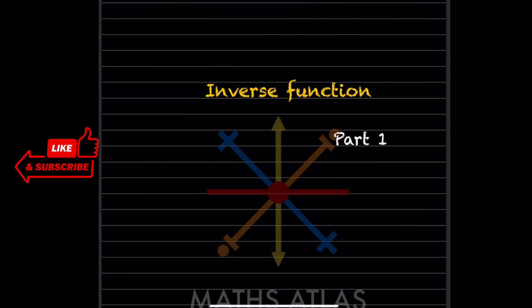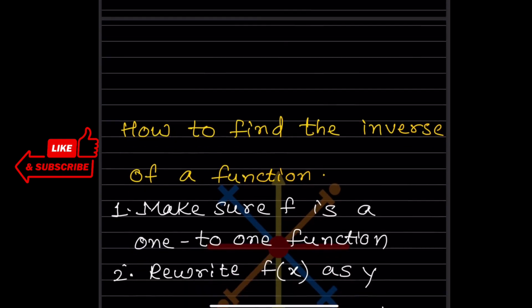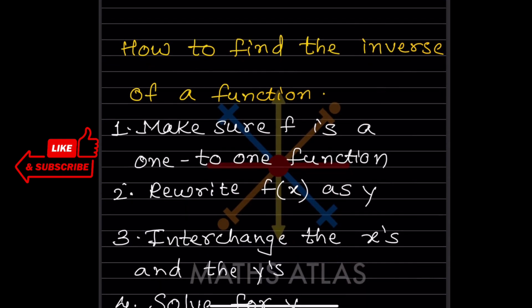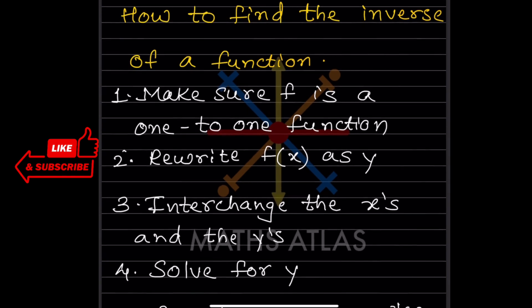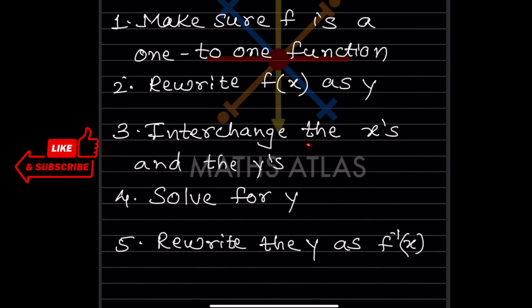Today we are going to see part 1 of the inverse function. Let us first see the rules, how to find the inverse of a function. First, make sure f is a one-to-one function. Then rewrite f of x as y. Then interchange the x and the y. Solve for y, and then rewrite the y as f inverse of x. These are the points to be remembered, and when we do the actual problem, that will be more clear. So just remember these 5 points first.